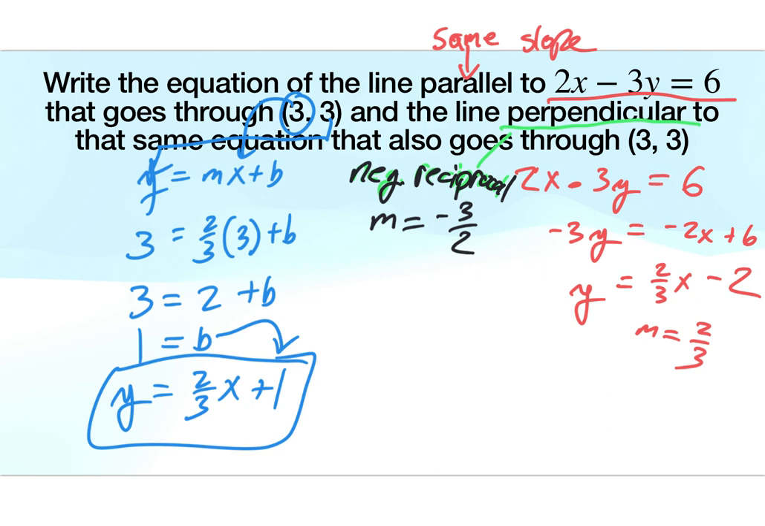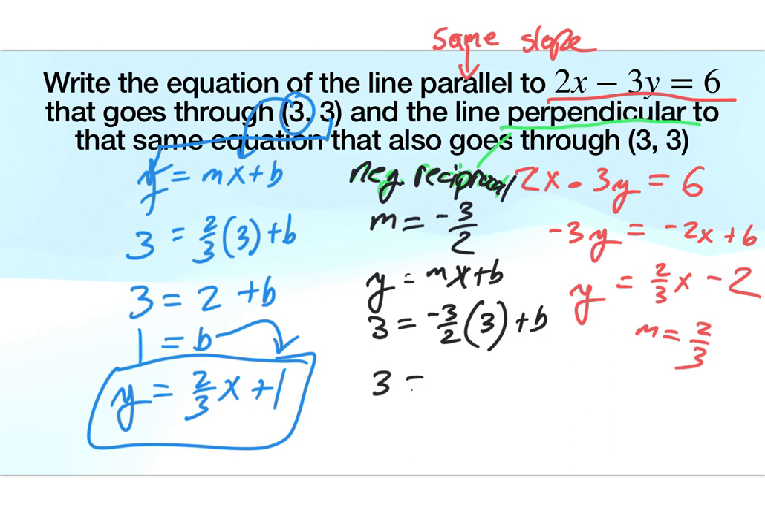If it also goes through (3, 3), I'm going to write my equation, y equals mx plus b. Plug in the numbers. The y was 3. The slope is negative 3/2. The other point is 3 plus b. 3 equals negative 9/2 plus b. Add 9/2 to both sides. So 3 is the same as 6/2, so this will be 15/2 equals b. My equation will be y equals negative 3/2 x plus 15/2.